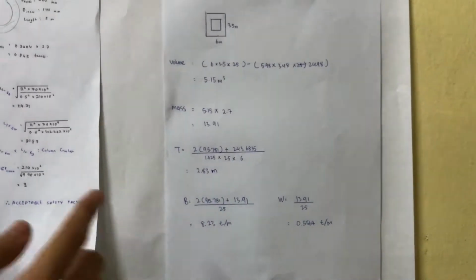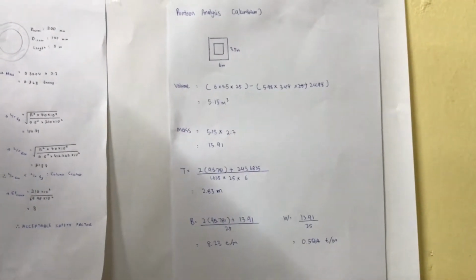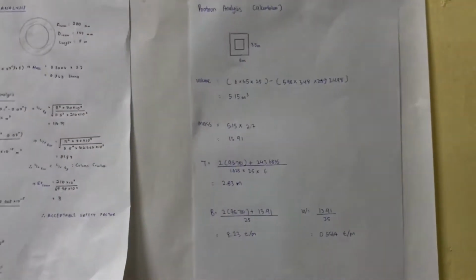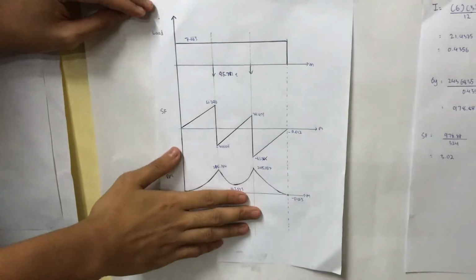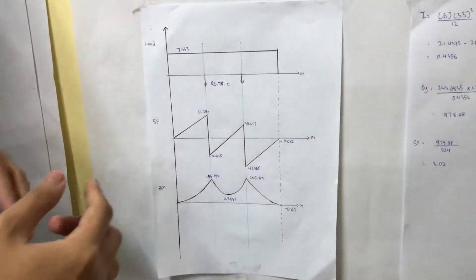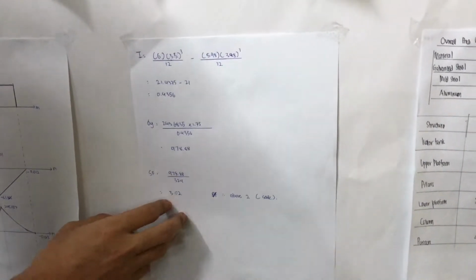And then from that we will calculate the buoyancy force and the weight that we will use to find the maximum bending moment from this graph. And then from this we will calculate the safety factor of the pontoon, and the total safety factor that we get is 3.02, that is above 2, that is an acceptable safety factor.